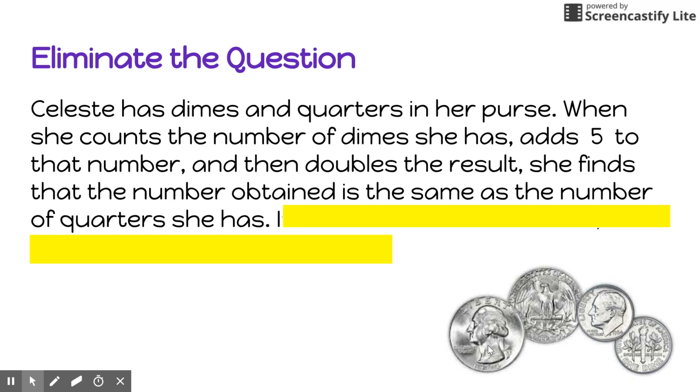What do you know about the number of dimes? What do you know about the number of quarters? What is the relationship between dimes and quarters? What does doubles mean? What does obtained mean? What does adds 5 refer to? Again, use the Money Pieces app that Mr. Towers referenced earlier to model your thinking for the information that is visible in the question now.